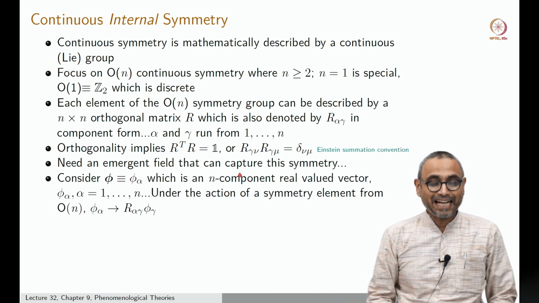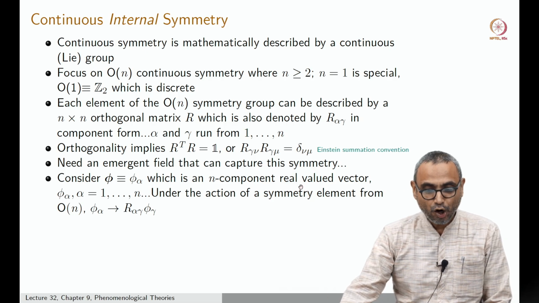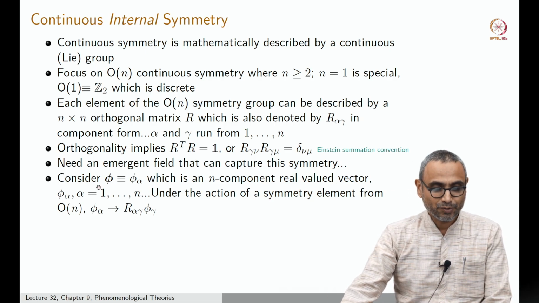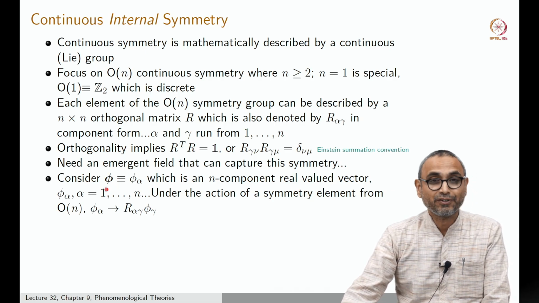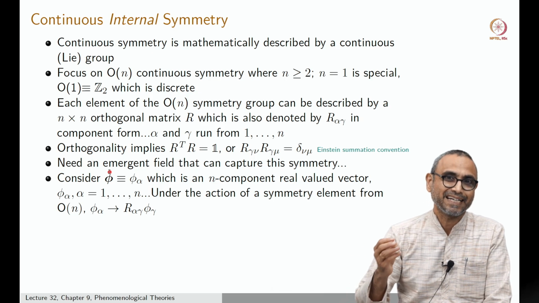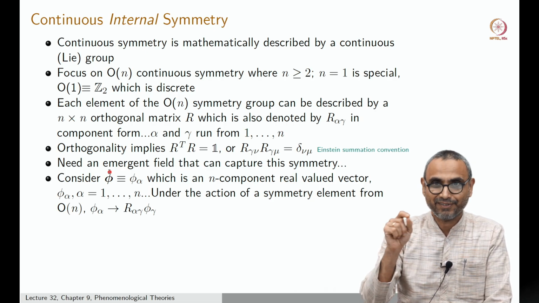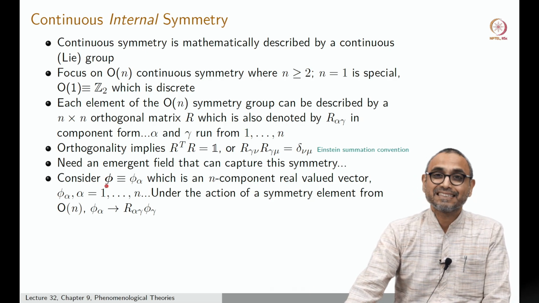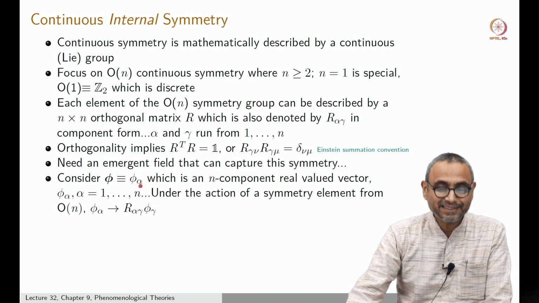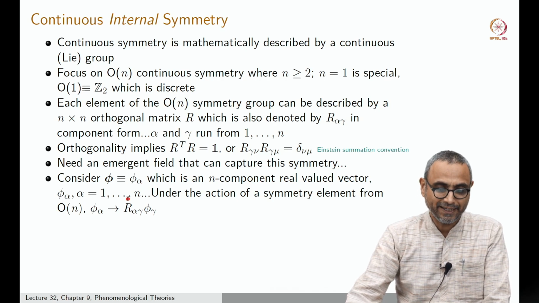And so there is a very natural candidate just around the corner, and that is an n component real valued vector. So I'll just explain the notation here. There is a bold phi here. When I write bold phi, I'm writing it with all the components included. It's like how you typically write in your notebook, you write phi and put a vector sign on it. Instead of a vector sign, I'm just using a bold symbol. And this is equivalent to n components of phi alpha, labeled by index alpha. Alpha goes from 1 to n.